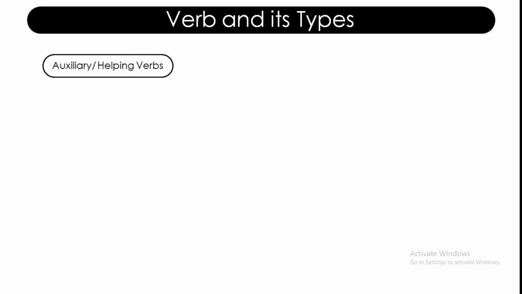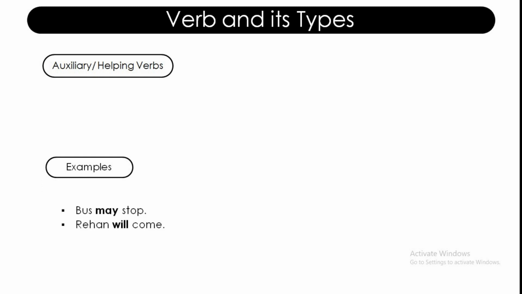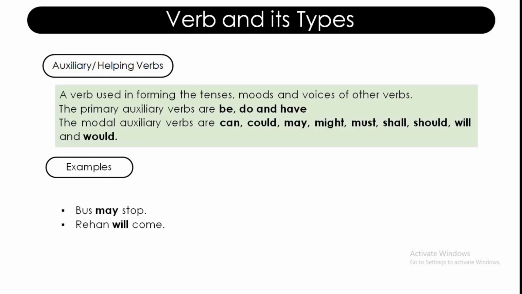Let's move towards auxiliary or helping verbs. A verb used in forming the tenses, moods, and voices of other verbs. The primary auxiliary verbs in English are be, do, and have. The modal auxiliary verbs are can, could, may, might, must, shall, should, will, and would.